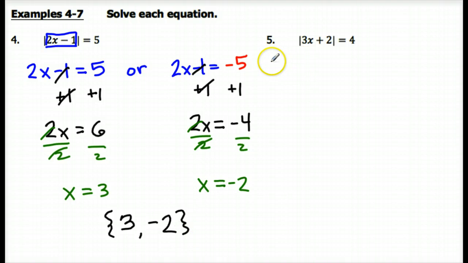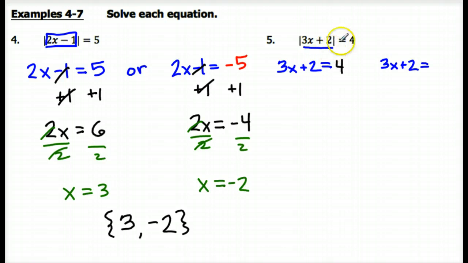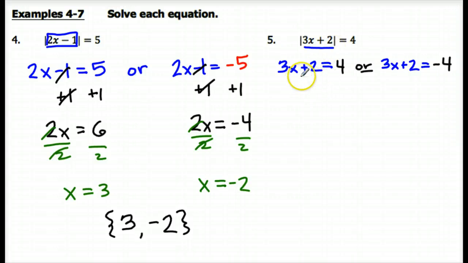Number 5, we're going to do the same thing as we did for number 4. We have the absolute value of 3x plus 2 equals 4. So I'm going to take what's inside the absolute value, that would be this part right here, 3x plus 2. And I know that 3x plus 2 can be equal to one of two things. So I'm going to write two separate equations here. 3x plus 2 could be equal to positive 4, because if you take the absolute value of positive 4, you get 4. 3x plus 2 could also be equal to negative 4, because if you take the absolute value of negative 4, you also get 4.